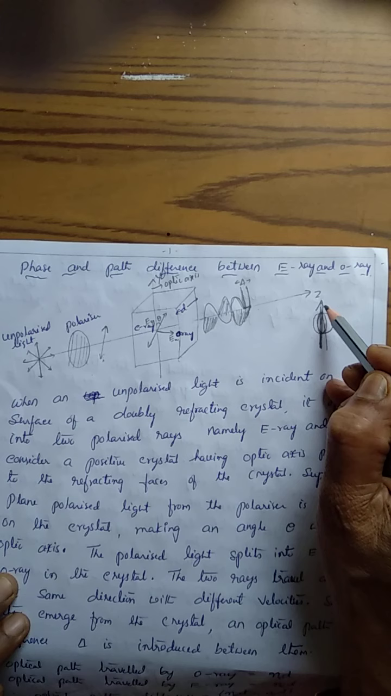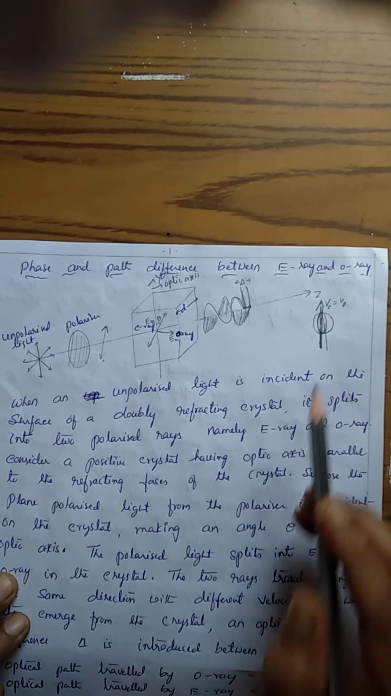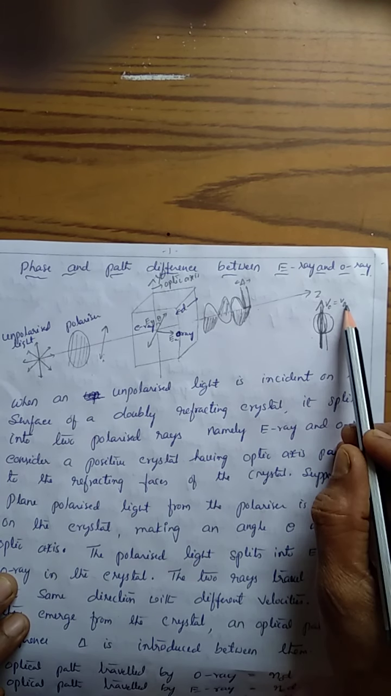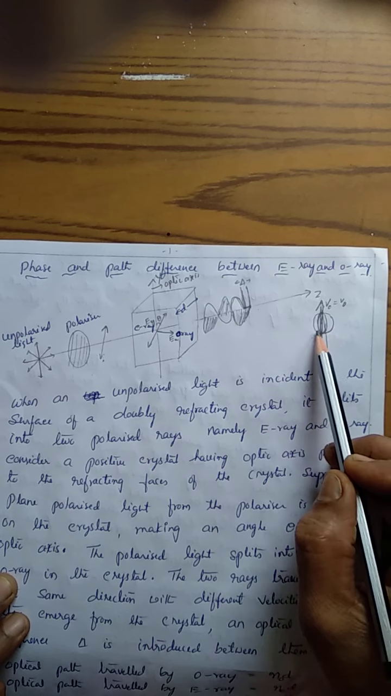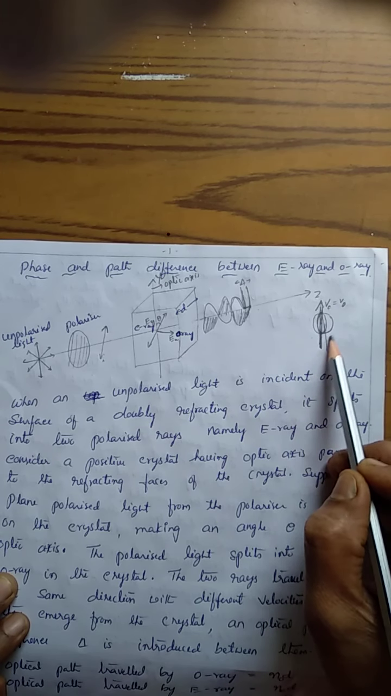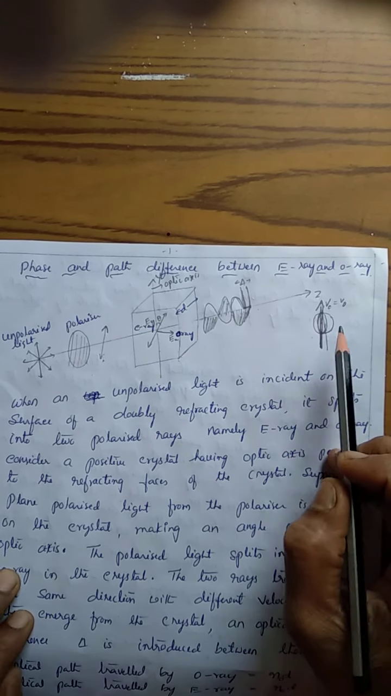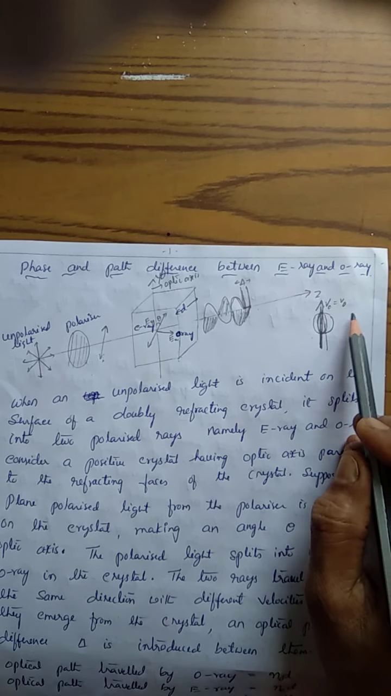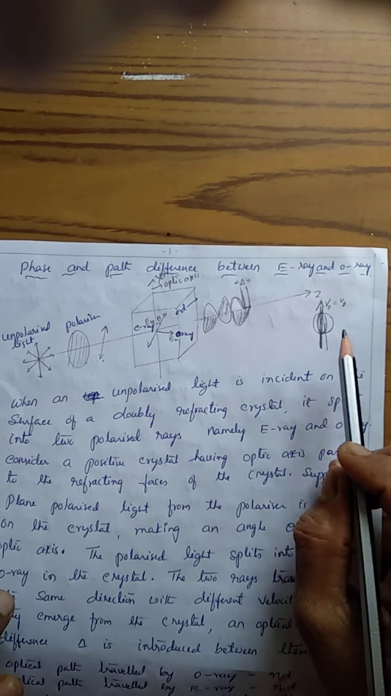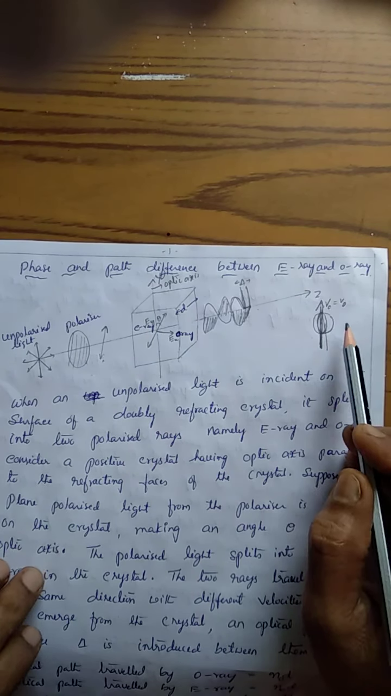What's the meaning? They touch each other means VE is equal to VO along the optic axis. In all other directions, which one is moving faster? O ray is moving faster than the E ray. VO is greater than VE in all other directions. Why? Because the spherical wavefront is outside. So VO is more than VE, which means NO is less than NE. NO and NE are the refractive indices of O ray and E ray respectively.